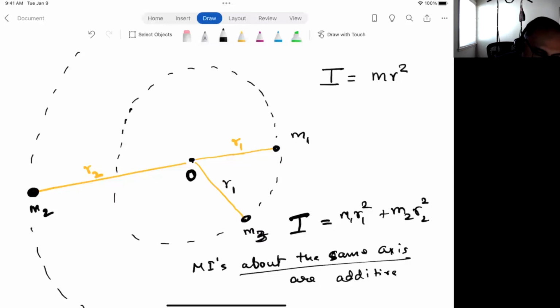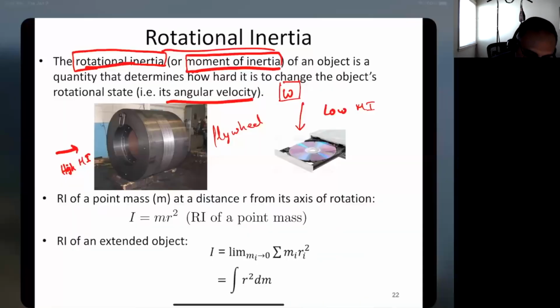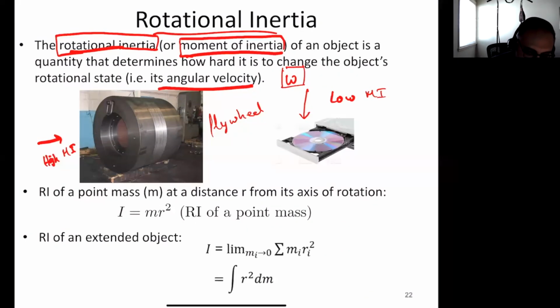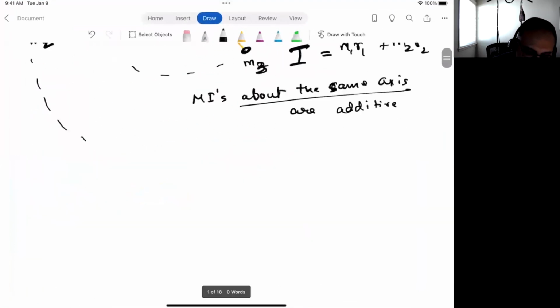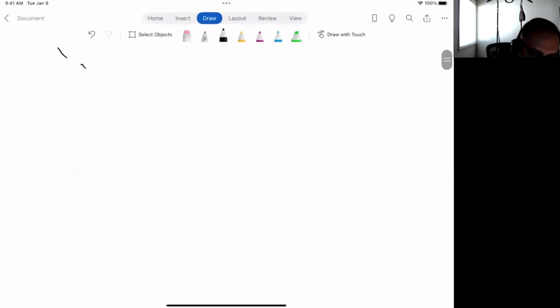Now, how would you find the moment of inertia of an extended object? That's what we're really interested in. Instead of a point mass, suppose I have something like this weird shape.